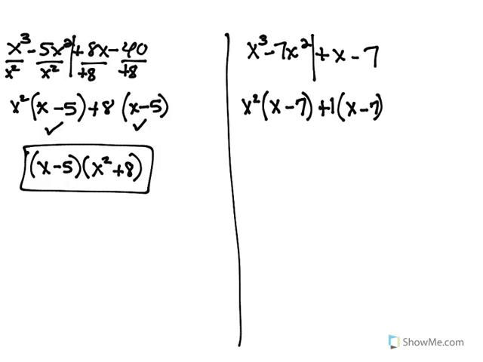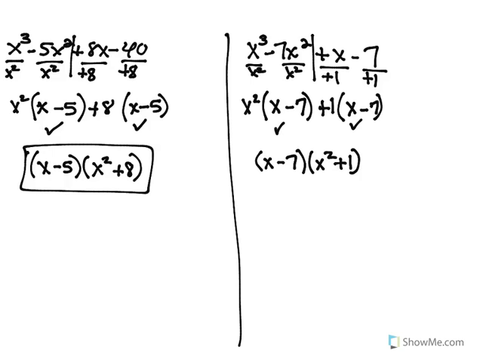Okay? Remember, factoring out is just a division. So I divided the x squared into each one of these, and I divided the 1 into each one of those terms. So my parentheses match, so I do x minus 7 times x squared plus 1 in its own set of parentheses. And that is factoring by grouping, and that's it.